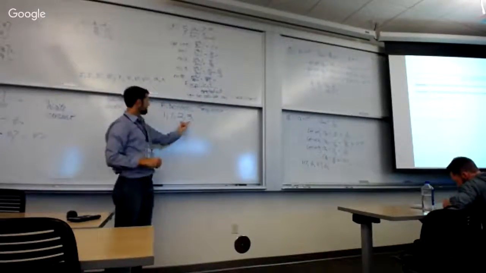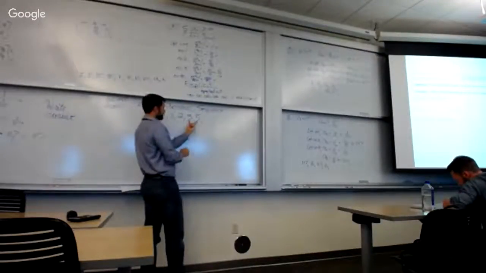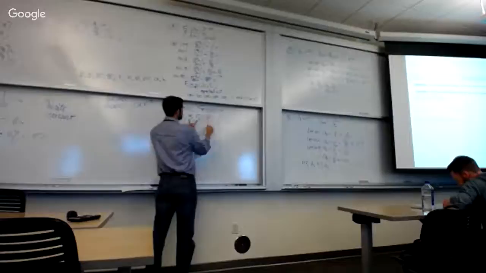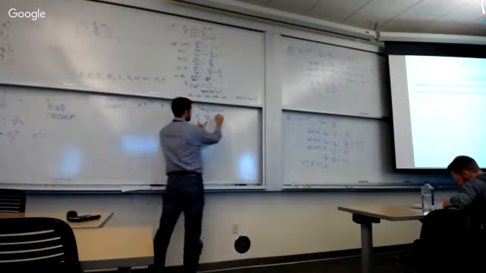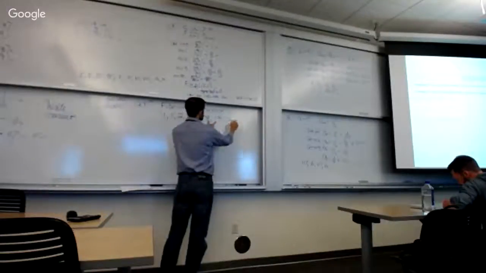Take the previous two terms and add them together. 2 and 3 is 5. Take the previous two terms and add them together. 3 and 5 is 8. Take the previous two terms and add them together. 5 and 8 is 13. Take the previous two terms and add them together. 8 and 13 is 21, and so on.